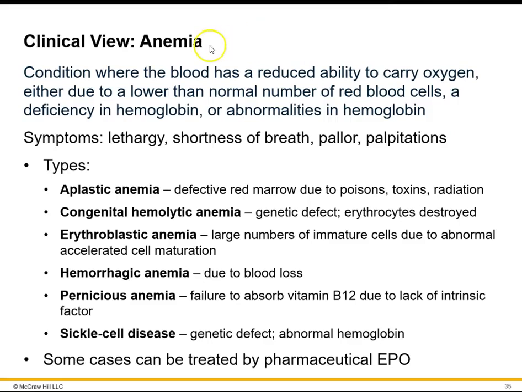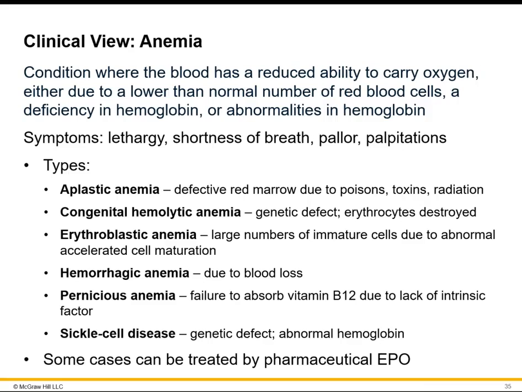Okay, anemia. What is anemia? Well, a lot of people think anemia just means you have low iron or low red blood cells. But really what it is, it's a condition where the blood has a reduced ability to carry oxygen. So this could be due to fewer red blood cells than normal, but it could also be due to a deficiency in hemoglobin or abnormalities in hemoglobin that prevent it from being able to carry oxygen normally.